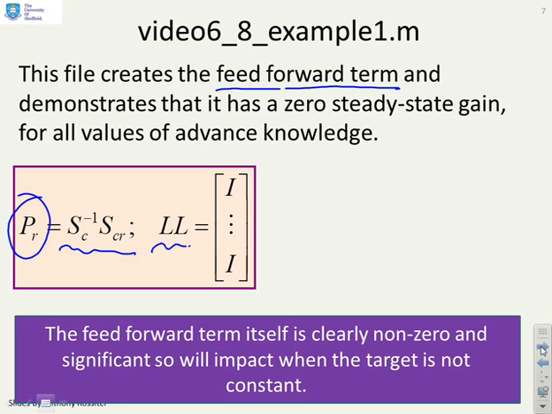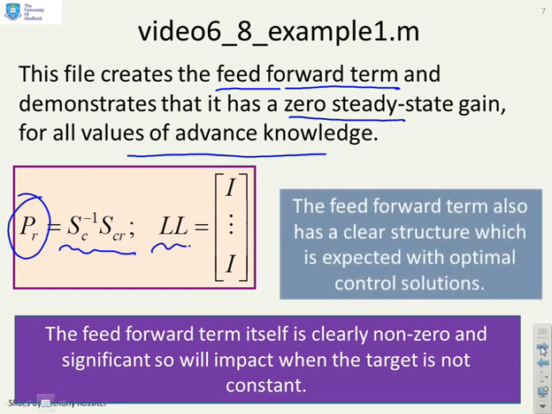It also creates this matrix LL, and it will multiply the two together. And it will allow you to demonstrate that you've basically got a 0 steady state gain for all values of advanced knowledge if you assume that the target is fixed.